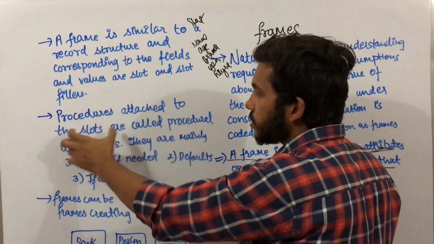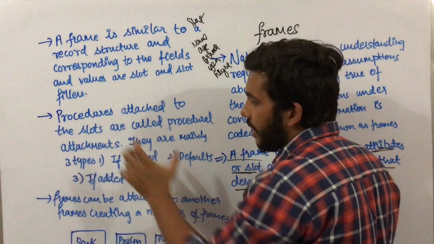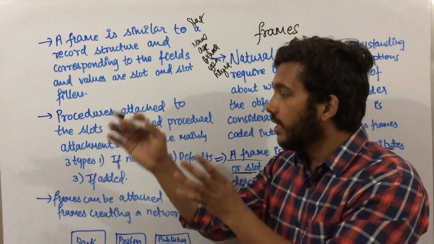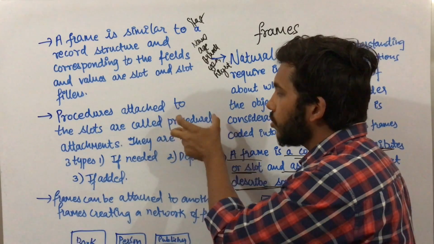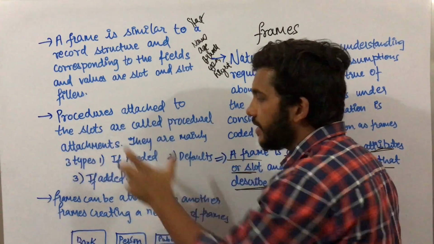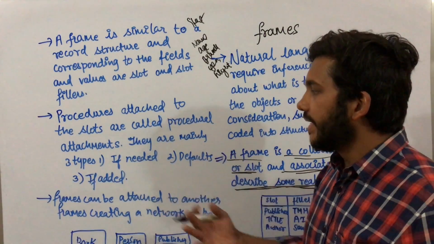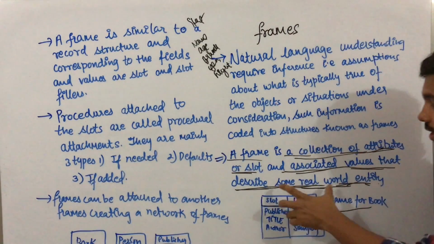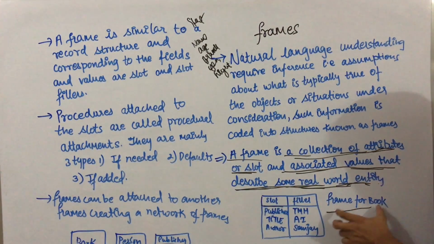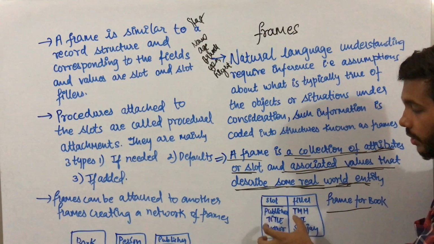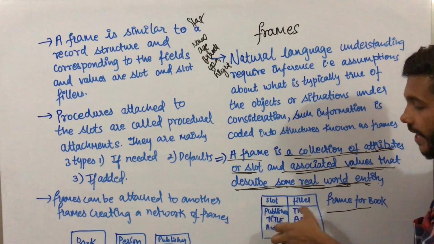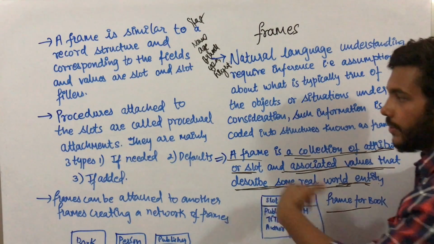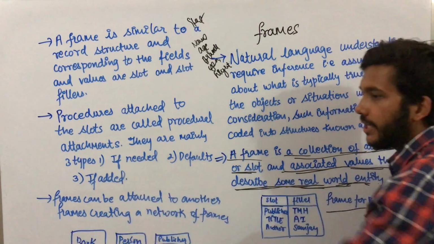Procedures attached to the slots are called procedural attachments. Suppose we are attaching something to our frames, then that is called a procedural attachment. These can be of three types: if needed, defaults, if added. Suppose in the example of the frame for a book, in slot we have the attributes publisher, title and author. Now the first type of attachment, if needed.